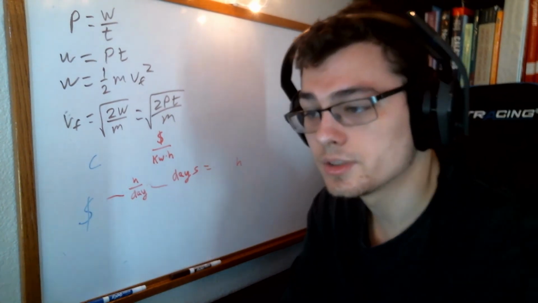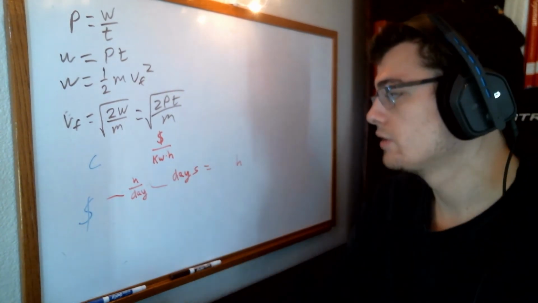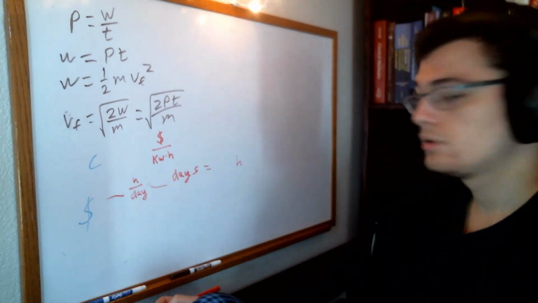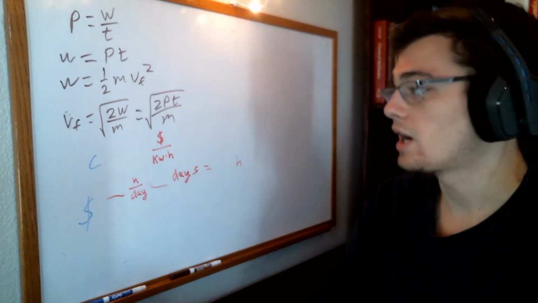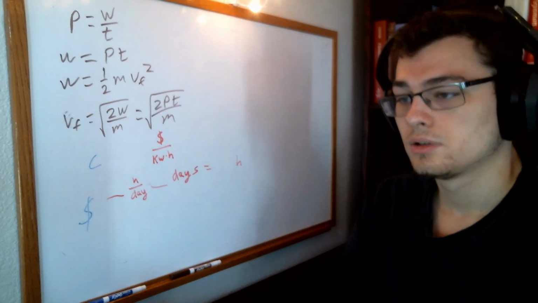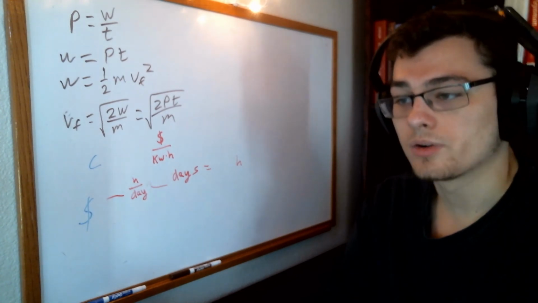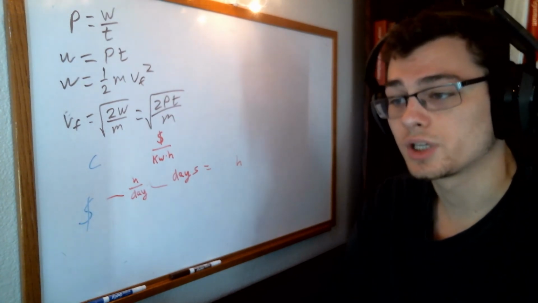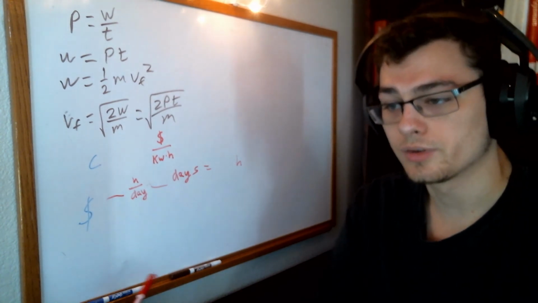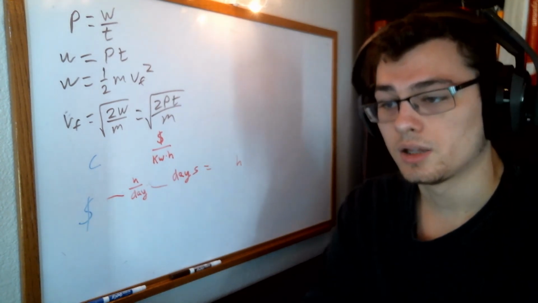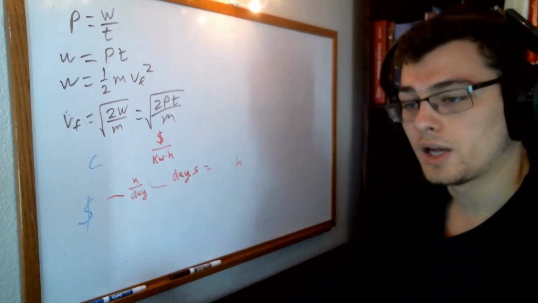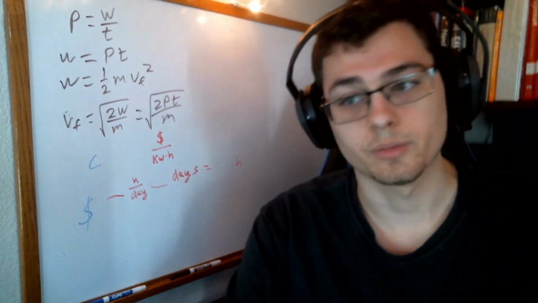And then you just need to multiply all three of your numbers together. You are given how much power this consumes during normal operation, and you just have to multiply those three numbers together, and that will give you how much it costs to run that air conditioner for the month.